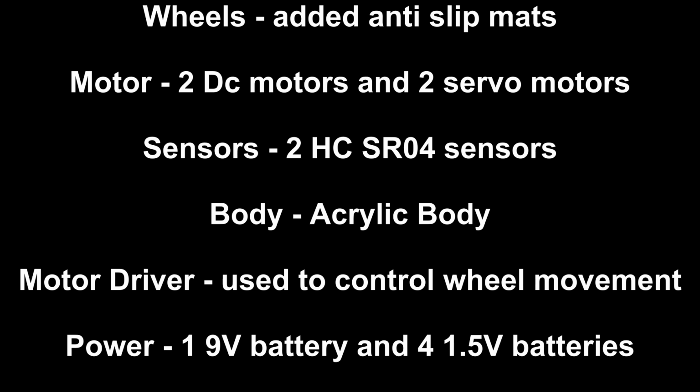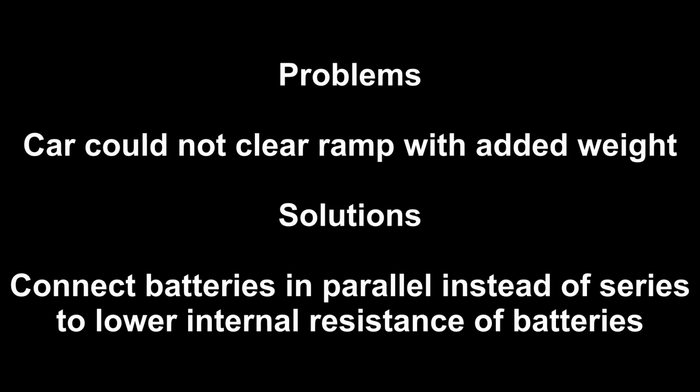The only change we made in the final design of our prototype was that for the power source, we changed it from the Arduino Uno to 1 9-volt battery and 4 1.5-volt batteries. The problem we faced was that the car could not clear the ramp with the added weight of the batteries. The solution was that we connected the batteries in parallel instead of series to lower the internal resistance.